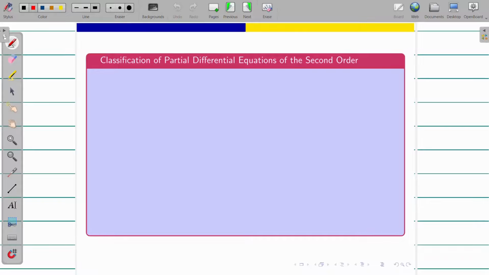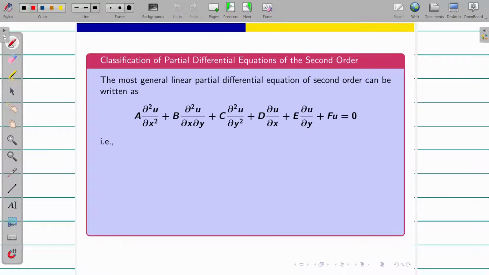Fine. Now come to the second part, classification of partial differential equation. How to classify a partial differential equation? Particularly it is second order. Look at the general form I have given here: a into dou square u by dou x square plus b into dou square u by dou x dou y plus c into dou square u by dou y square plus d into dou u by dou x plus e into dou u by dou y plus fu equal to 0.